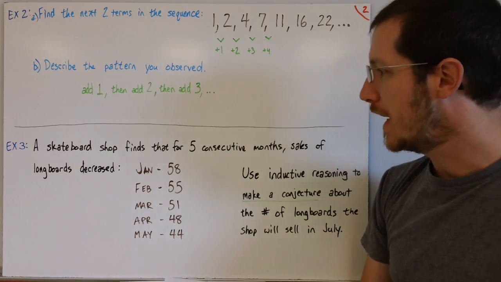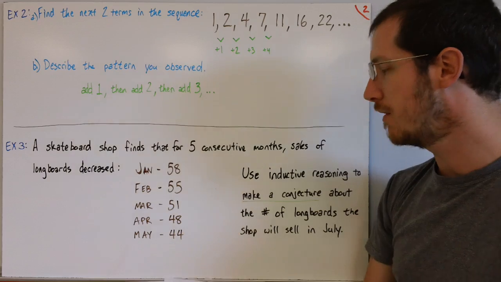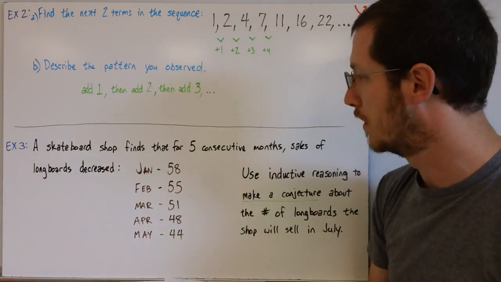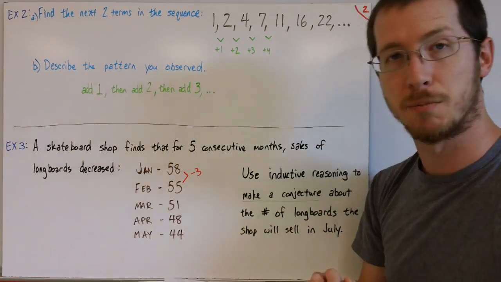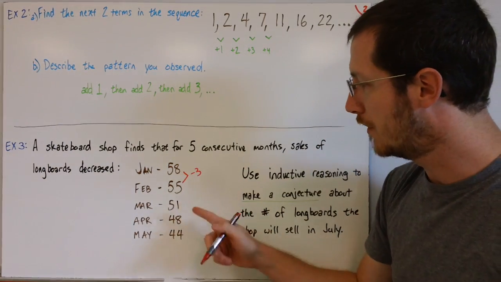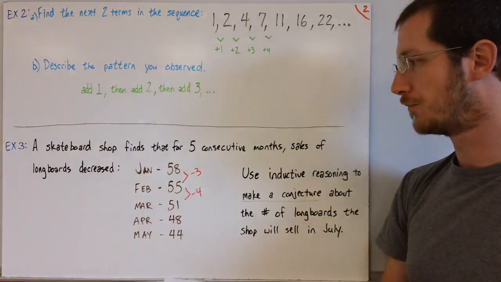January, they sold 58. February, 55, down to 51, so it's decreasing each time. Let's see how many it's decreasing by. From 58 to 55, decreased by 3. 55 to 51, February to March, that's -4.